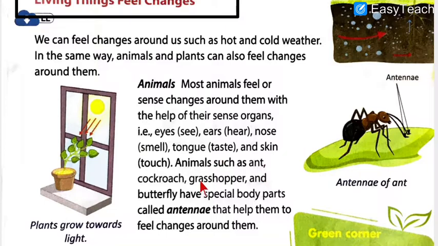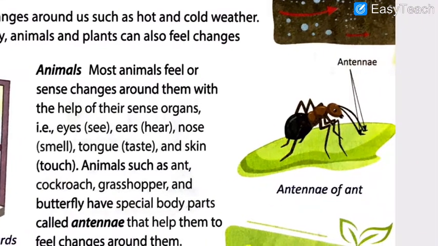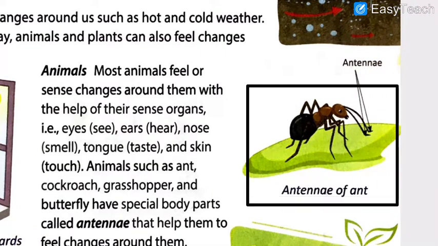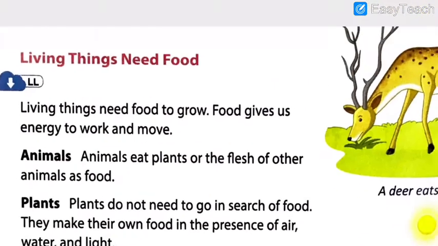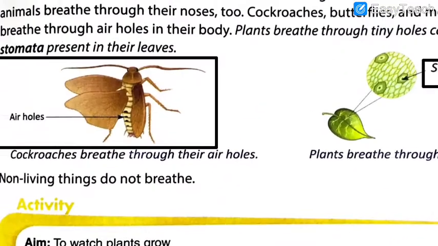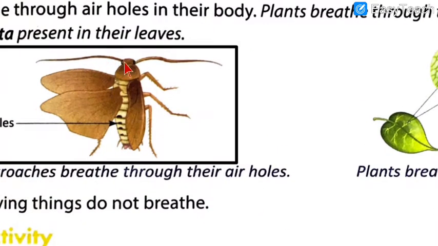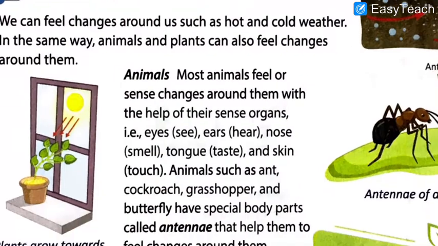So animals such as ant, cockroach, grasshopper and butterfly have special body parts called antenna that help them to feel the changes around them. Now you can see that here the picture is shown of an ant. Ant has antenna. Here is the antenna. Similarly, if you have seen a cockroach, let me show it to you again. We saw it on the previous page. Can you see the antenna of the cockroach on both the sides? So cockroach, ant, butterflies, they can feel the changes through the antenna on their body.